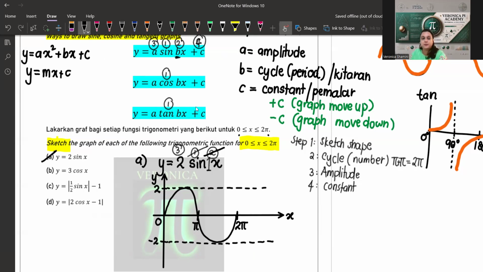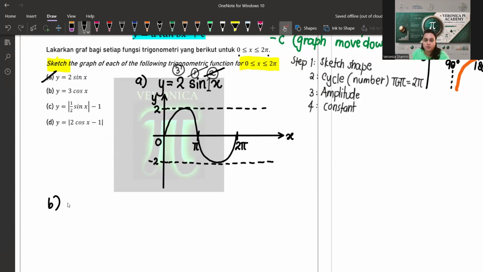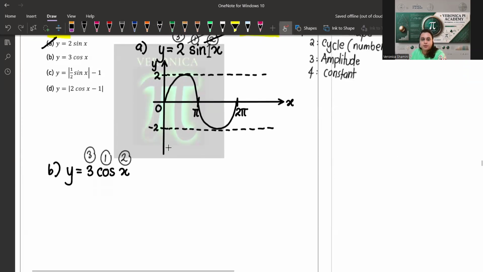Okay, now we do B. Okay, B, Y equals to 3 cos x. Okay, so you all label the steps first lah. Step 1 is the cos. Step 2 is the cycle, kitaran. Step 3 is the amplitude. So, happen to be dekat sini step 4, no need to do lah. Okay, because there's no plus or minus kan, so tak payah. Okay, so, let's do step 1 lah.